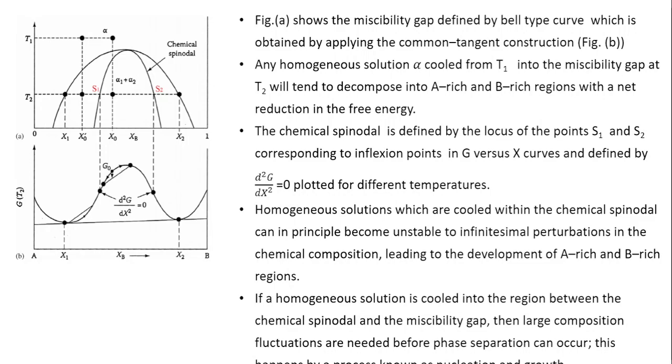If a homogeneous solution is cooled into the region between the chemical spinodal and the miscibility gap, that is here, then large compositional fluctuations are needed before phase transformation can occur. This happens by a process known as nucleation growth. If fluctuations are small, they are dampened, so the alpha will stay in the metastable condition. If given a sufficiently high external driving force, the alpha will disintegrate into two phases by a nucleation growth process.